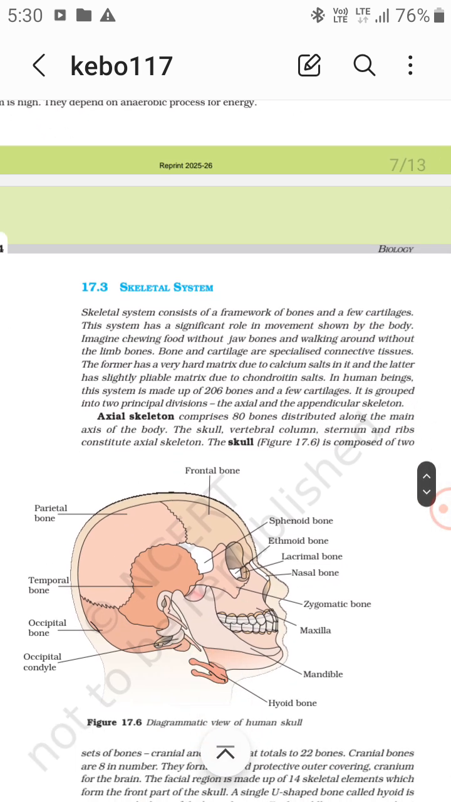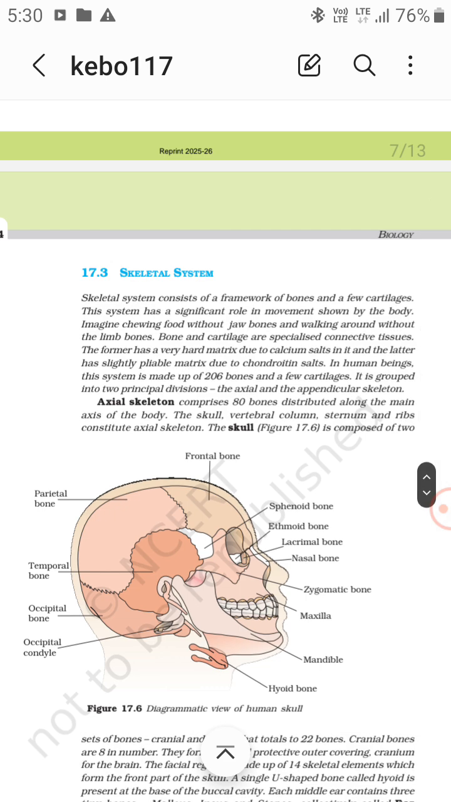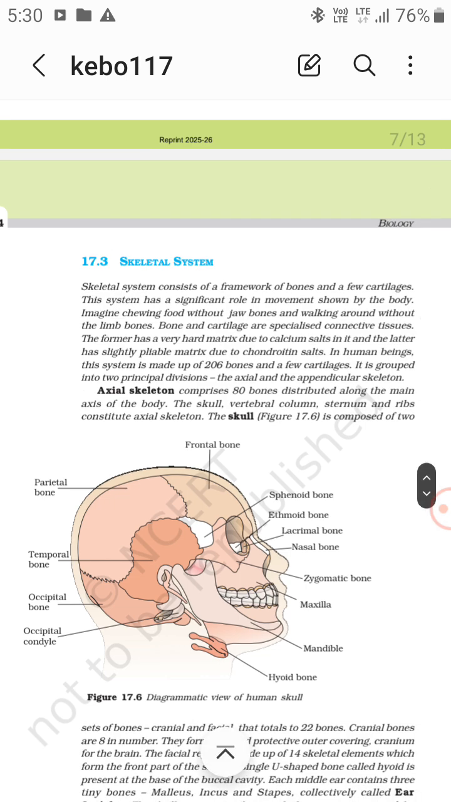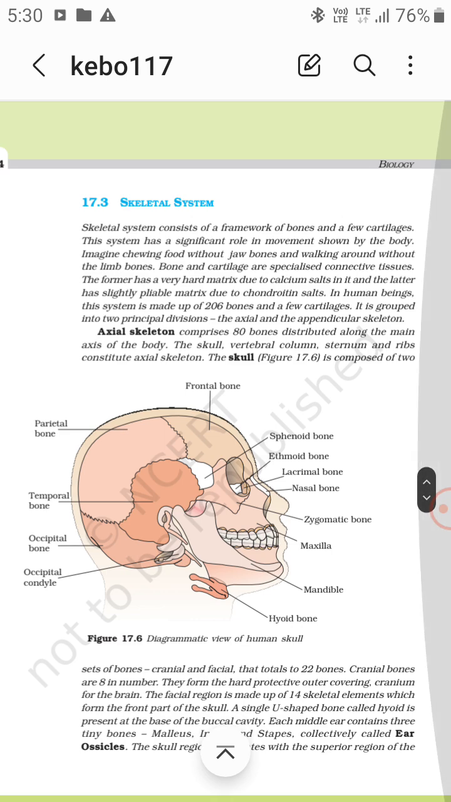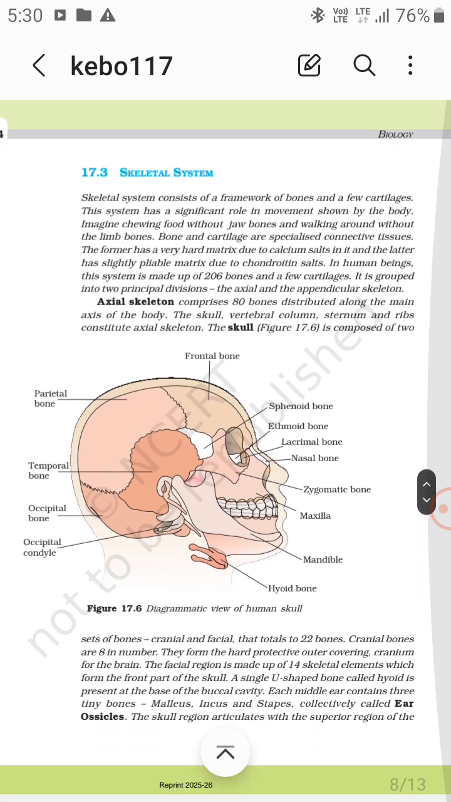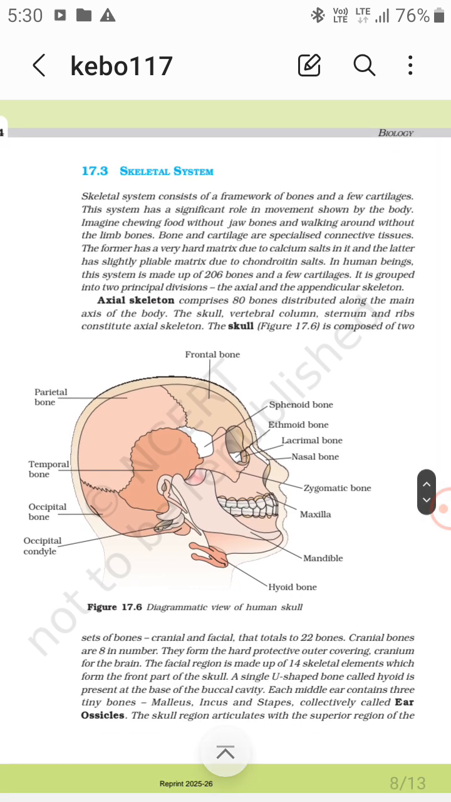So, the skeletal system. The skeletal system consists of a framework of bones and a few cartilages. Bone and cartilage are specialized connective tissues. Bone is very hard, with a matrix due to calcium salts, and cartilage has a slightly pliable matrix due to chondrin salts.